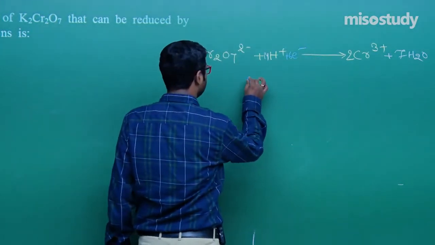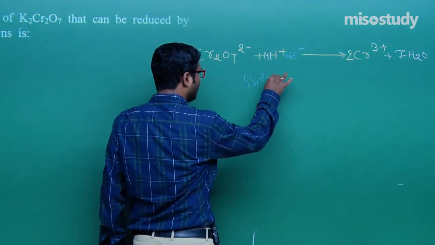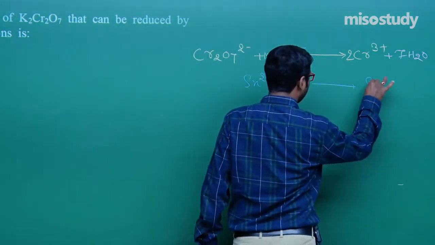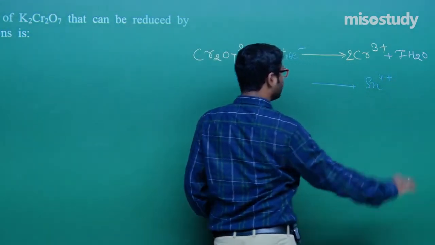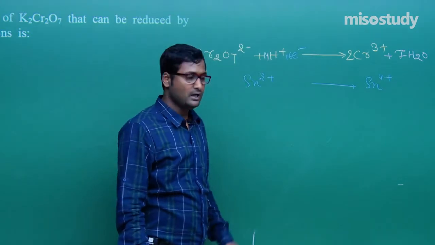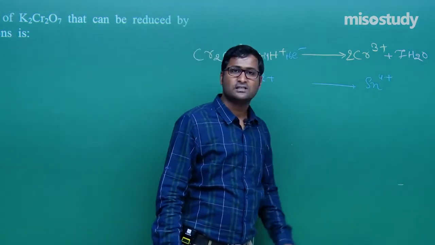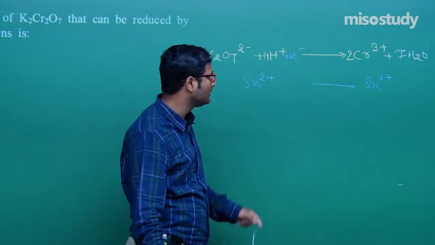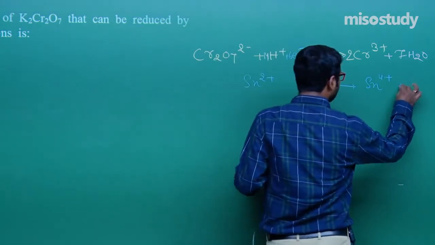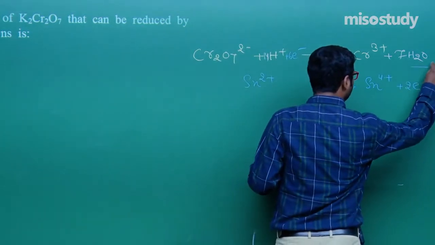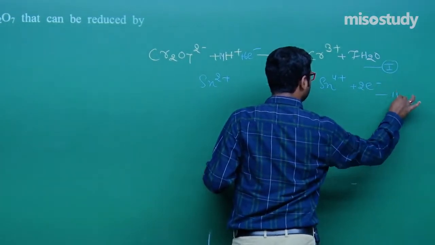Now the next one is Sn2+, converted into Sn4+. We know there are two oxidation states, plus 2 and plus 4. So Sn2+ will be converted to Sn4+. This is the oxidation half reaction. How much electron is released here? 2 electrons. This is equation 1 and this is equation 2.